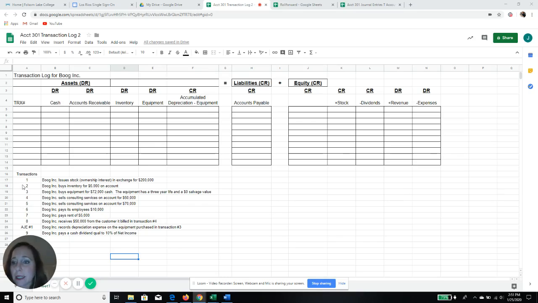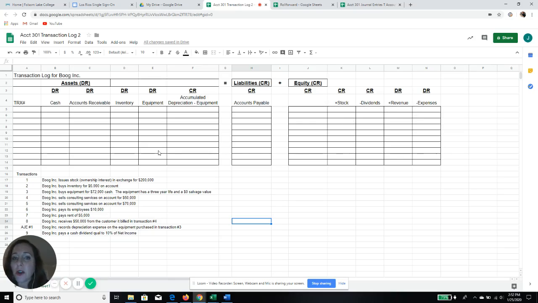So I have a list down here of 9 transactions plus an adjusting journal entry. And for each one, we are going to say which accounts we're increasing and which accounts we're decreasing. This transaction log follows our accounting equation. Assets equal liabilities plus equity. And remember, equity has our 4 layers: plus stock, minus dividends, plus revenue, minus expenses.